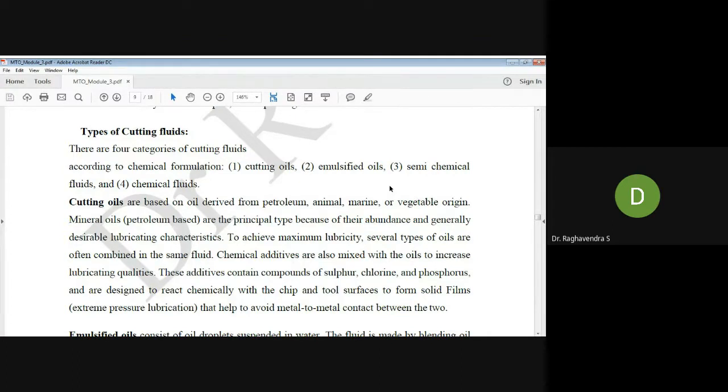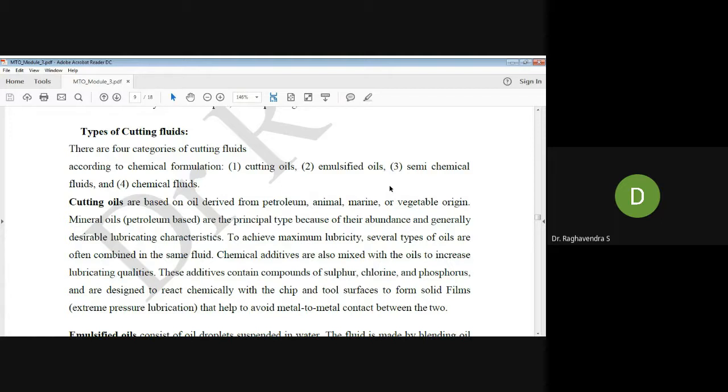There are four categories of cutting fluids: cutting oils, emulsified oils, semi-chemical fluids, and chemical fluids. There are four types of cutting fluid. They use oil derived from petroleum, or animal fat like grease. You know the engine oil for the bike, gearbox oil and brake oil, all these things are petroleum based. I mean, they are byproducts of petrol, crude oil.